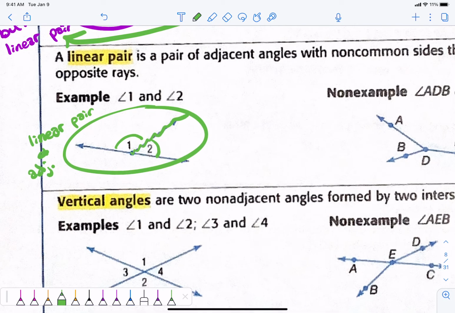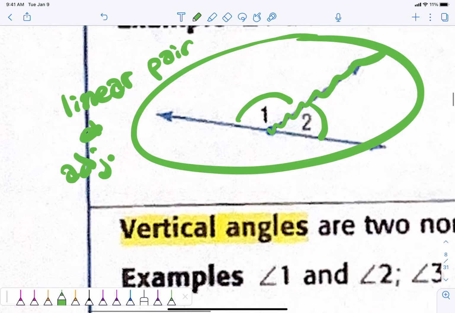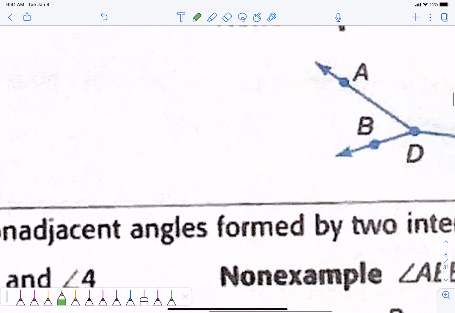Are all linear pairs going to be adjacent? Yes. Yeah, if they're forming a straight line, and the linear pair has to form a straight line and be right next to each other. So yes, all linear pairs are adjacent, but not all adjacent are linear pairs. It doesn't work the other way around. Good observation. All right, so let's go over to this one.